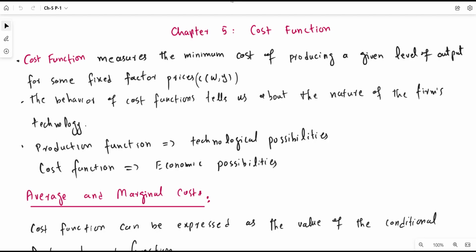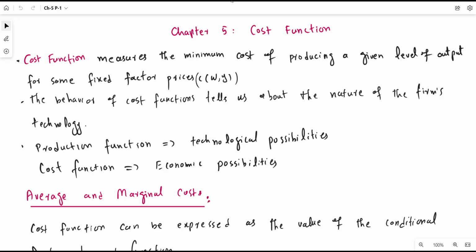So first of all, let us discuss what we mean by the cost function. Cost function can be defined as the minimum cost which can produce a given level of output given the prices of the factor input constant. So it measures the minimum cost of producing a given level of output. Prices of the factor input remain constant. So what the cost function does is it summarizes the information about the technological choices available to a firm.